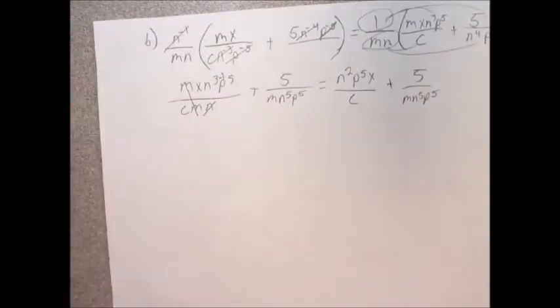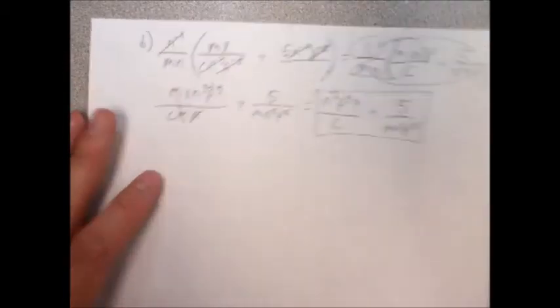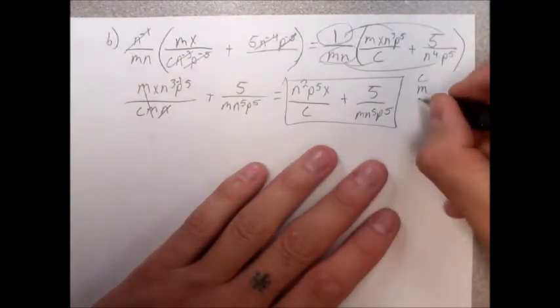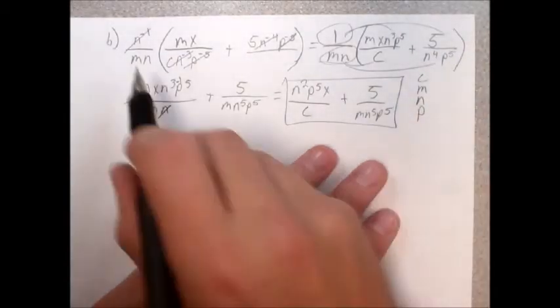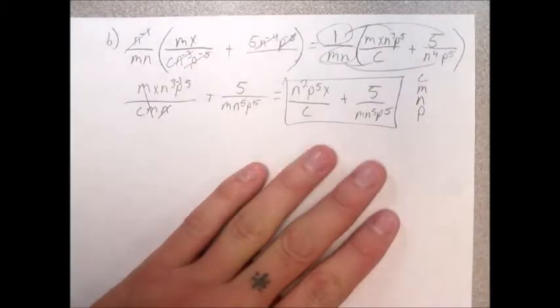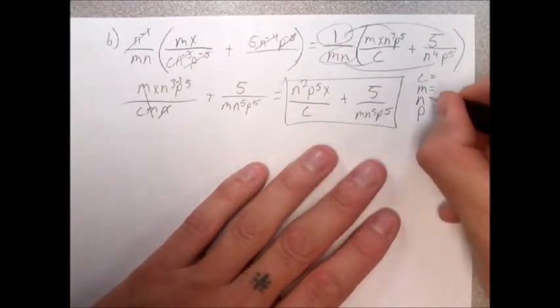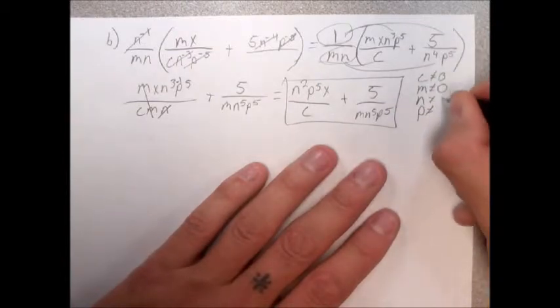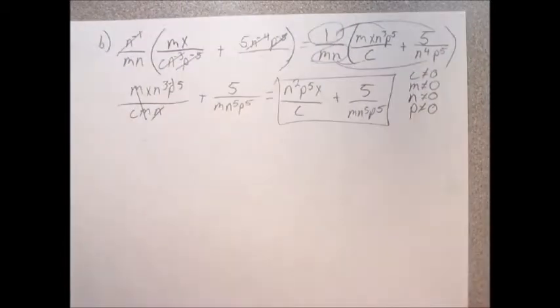And I identify my excluded values. So I have a c on bottom, I have an m on bottom, I have an n on bottom, and I have a p on bottom. Then I look back at my original. These are all the same. So I'm going to make sure that all of these are not equal to 0. Hope I didn't miss one. Let me see. C, M, N, P. Good. Questions?